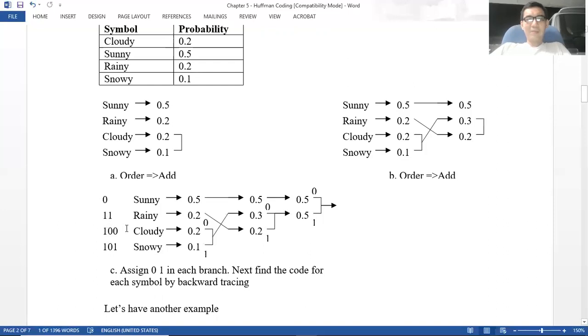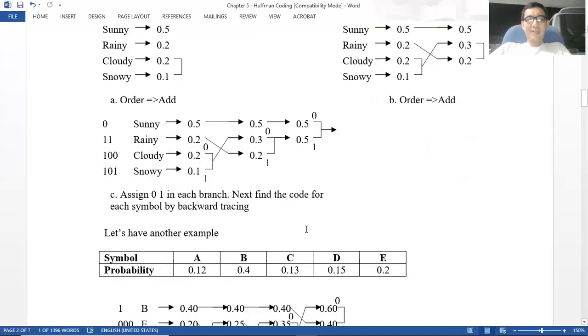So how do we get 1, 0, 0 for cloudy? So you travel from here, 0. This branch, 0. Second branch, another 0. So the middle 0. And then go to the third branch, 1. So 1, 0, 0. And then for snowy, you travel from here, 0. Sorry, 1. So you get 1 here. And then you go up. Then at the second branch, you meet 0. So this is the second bit, 0 here. And then at the third branch, you encounter 1. So 1, 0, 1. All right.